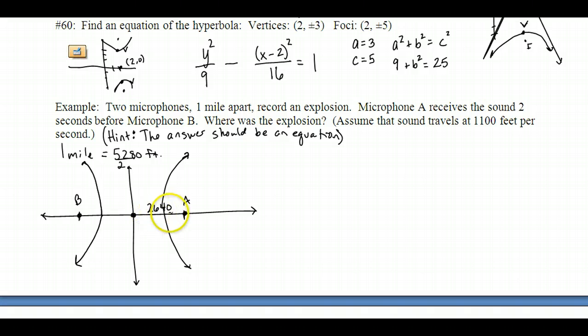But one nice thing that we've found already is if I know the distance from my center, because how I've set this up is that my center is at the origin, my microphones are evenly spaced, that tells me that a has to equal 2,000, or I'm sorry, not a. If I'm going from my center to microphone A, which is a foci, that would be c. So c is equal to 2,640 feet.